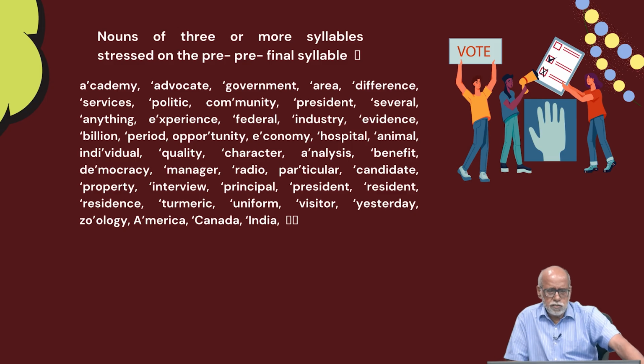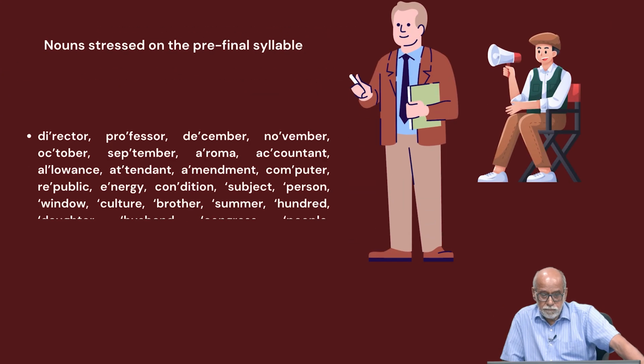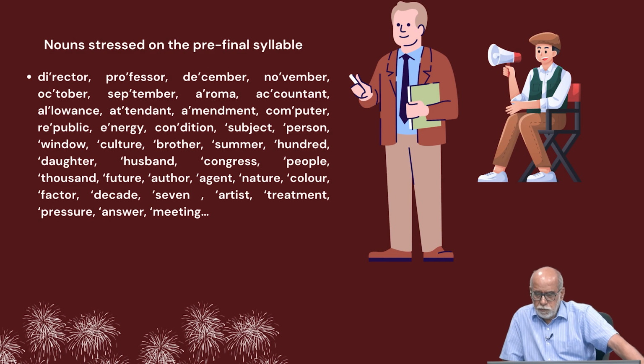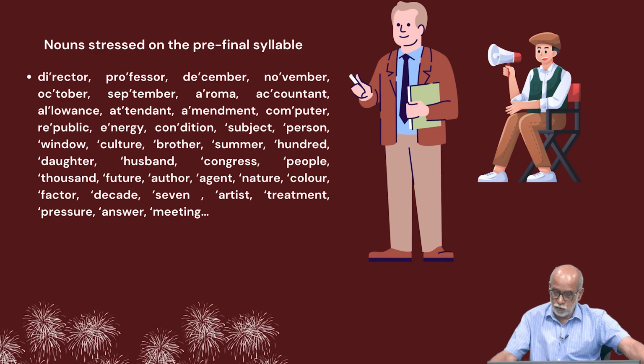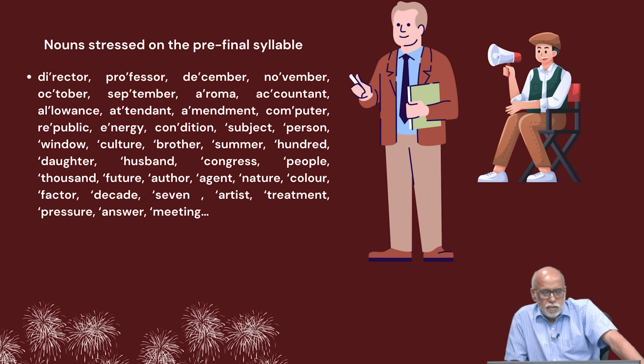Okay, on these words, we have a stress on the pre-final syllable. So, you have director, professor, December, November, October, September, aroma, accountant, allowance, attendant, amendment, computer, republic, energy, condition, subject. Subject can also be a verb, then it will become subject, then the stress will go to the final syllable.